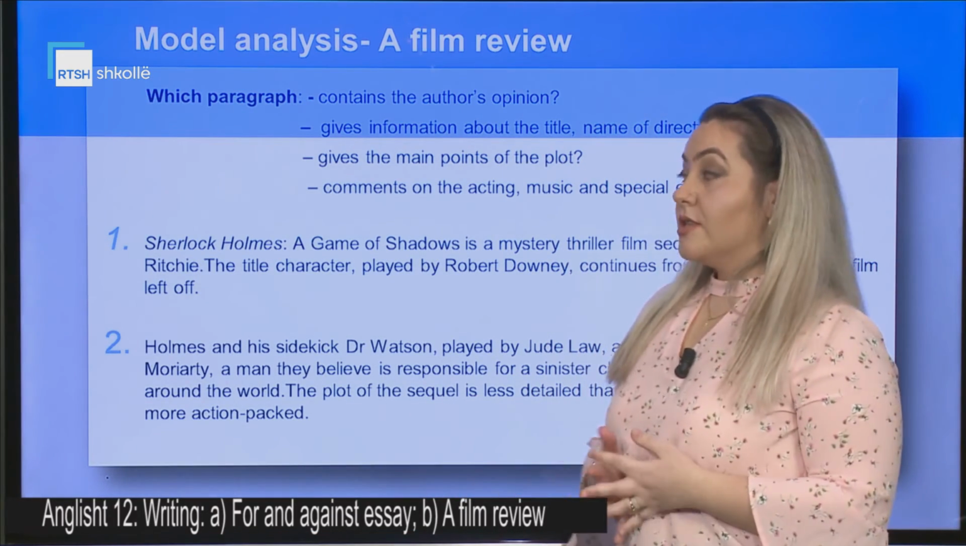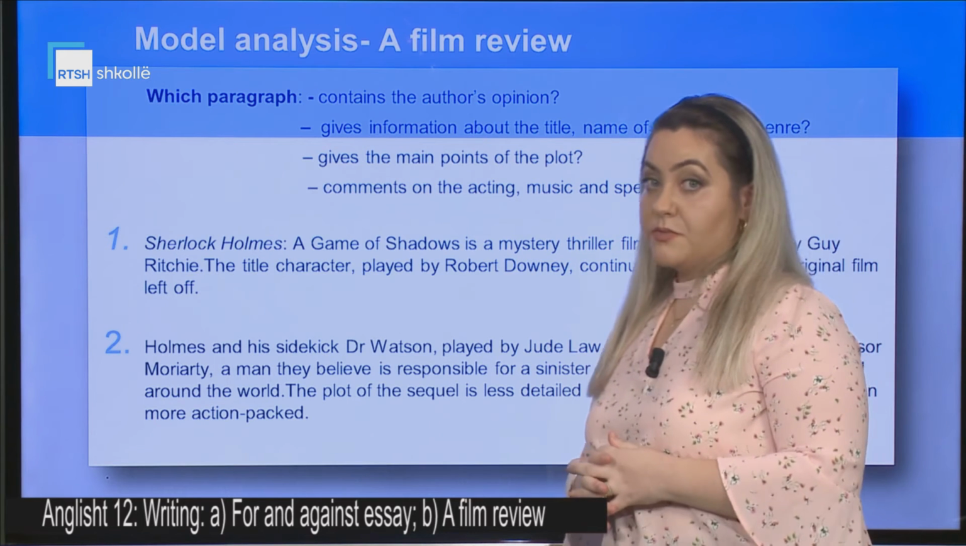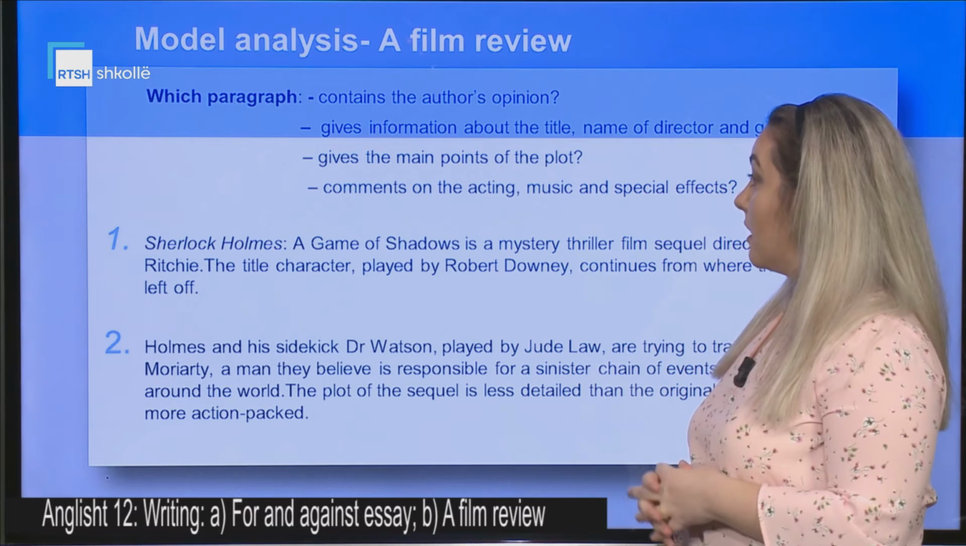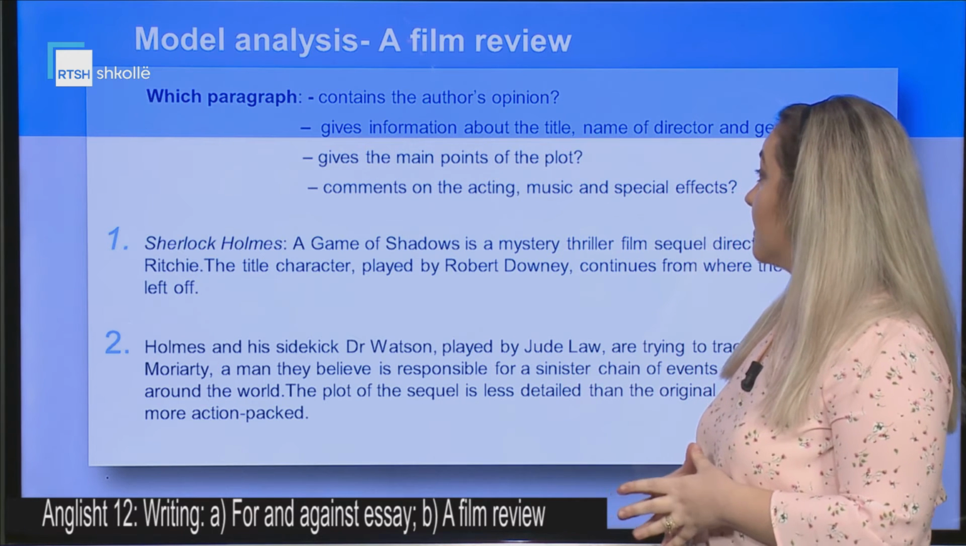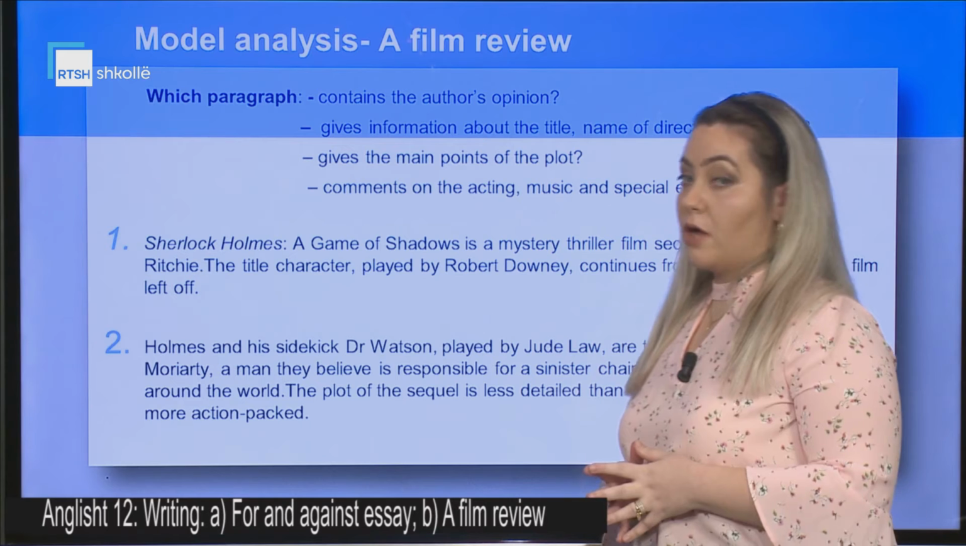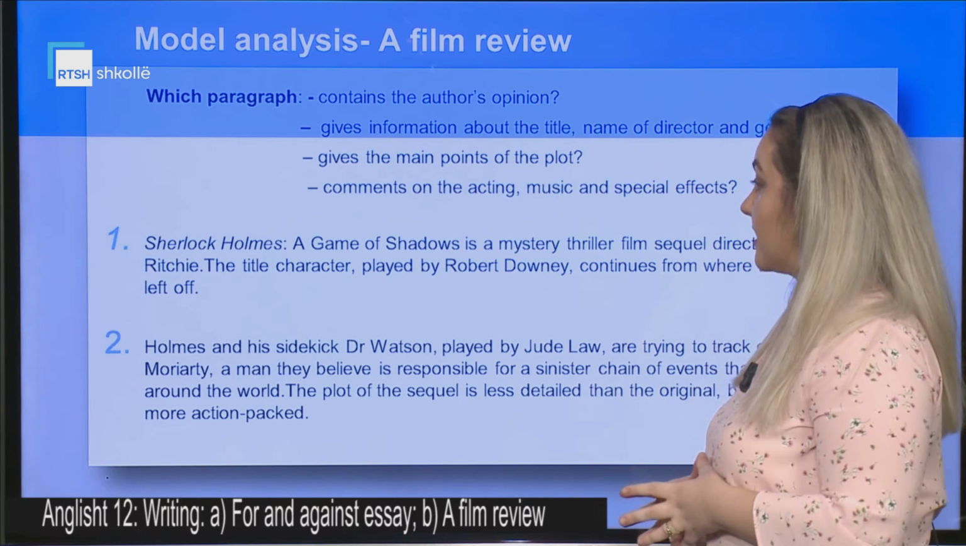Now let's see a model that analyzes a film review. While reading, try to find which paragraph contains the author's opinion, gives information about the title, name of director and genre, gives the main points of the plot, comments on acting, music, and special effects.